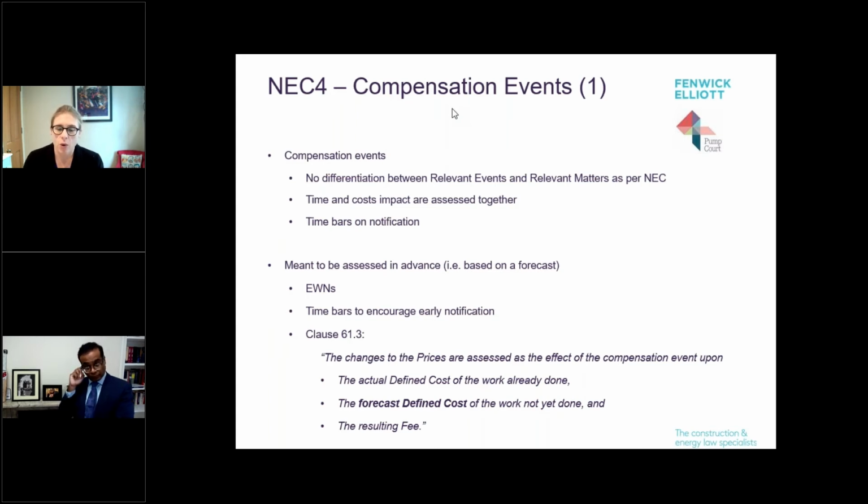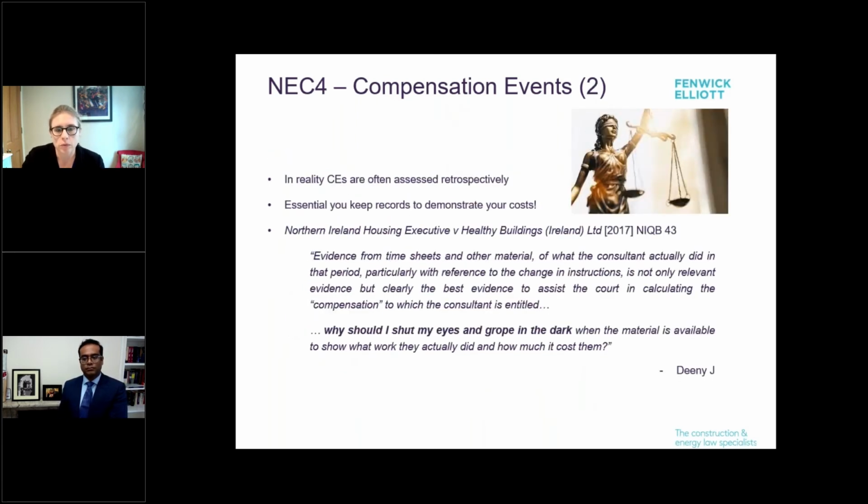But coming down to how it's meant to be valued, if it's being done correctly prospectively, the changes to the prices are assessed as the effect of the compensation event on the actual defined cost of the work already done, and then the big dividing line: forecast defined cost of work not yet done, and the resulting fee. So in contrast to JCT, where you're not going to be forecasting things in reality, it's assessed on your actuals. NEC, if it's done properly, is meant to be on forecast costs. Park that there for now.